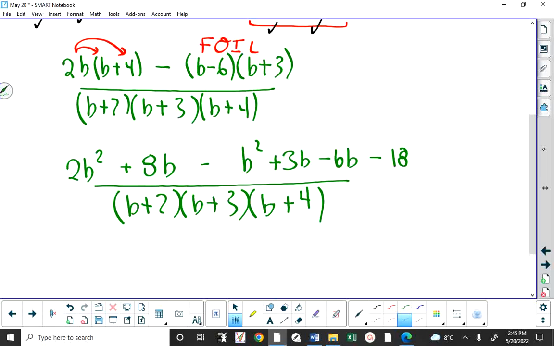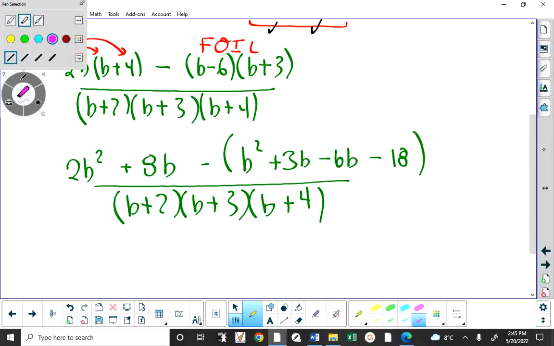And if you look at what I have written right now, it's wrong, and I think there were 7 of you in the entire class that made this mistake. What's wrong with it is we're subtracting the product of b minus 6 times b plus 3. So this set of brackets is not an option. That set is necessary.